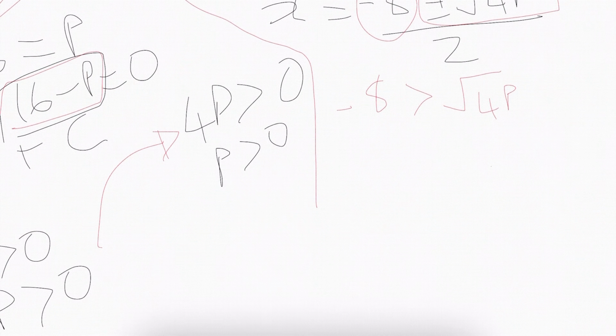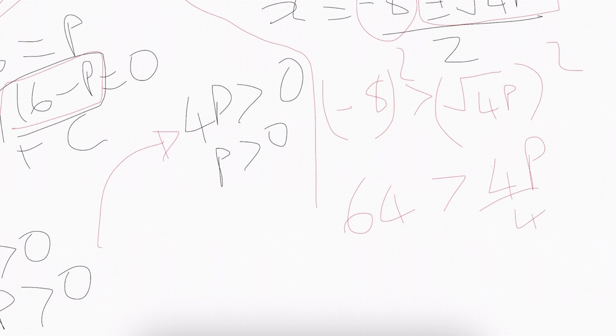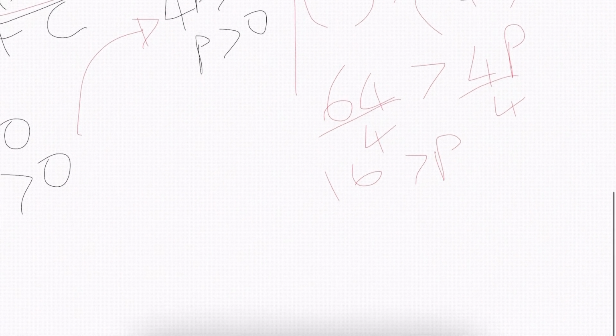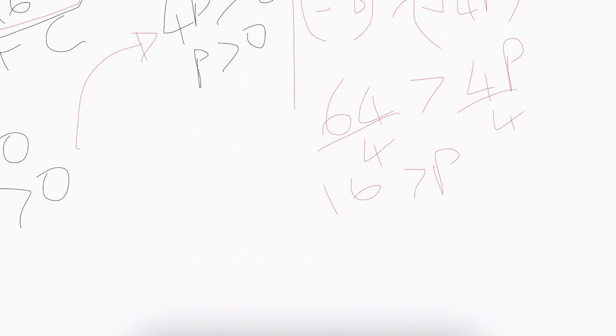So you square both sides. It will be 64 less than 4p. Then you divide by 4 again, so 64 divided by 4. Therefore, p should be less than 16. Or you can write it like this if you want to: p should be less than 16.